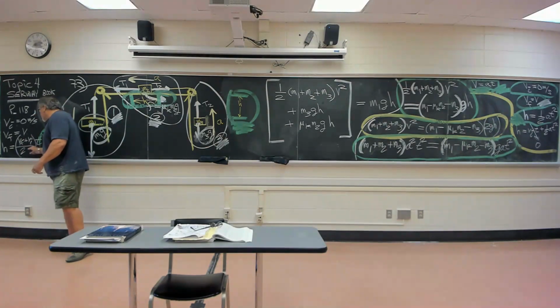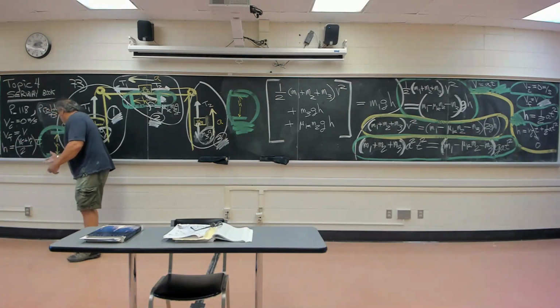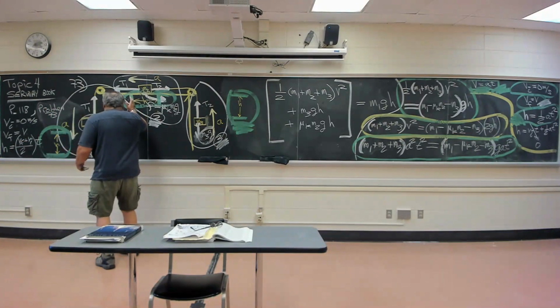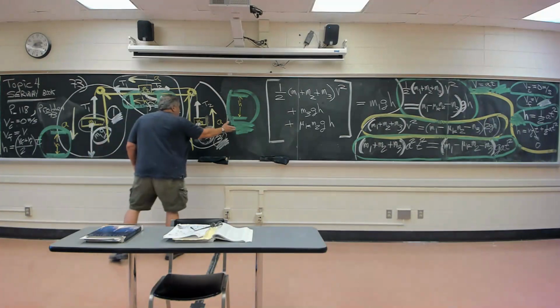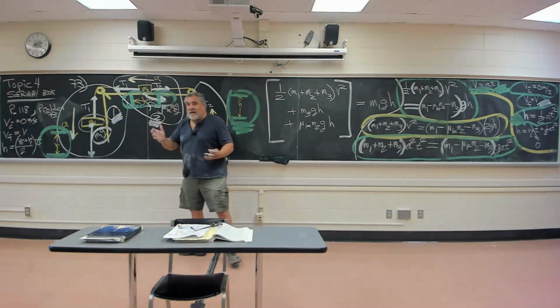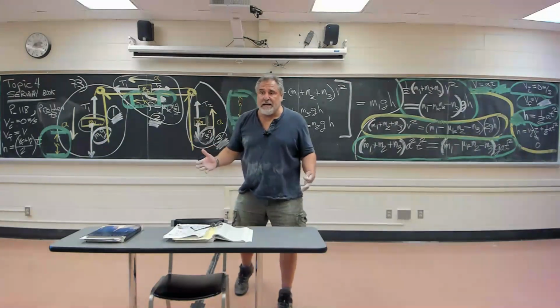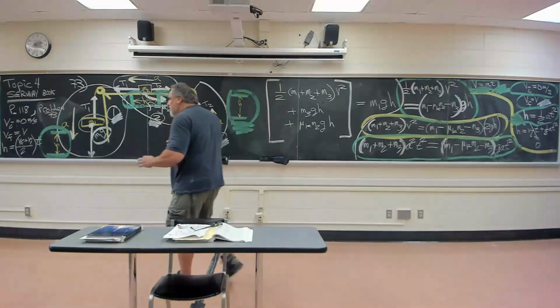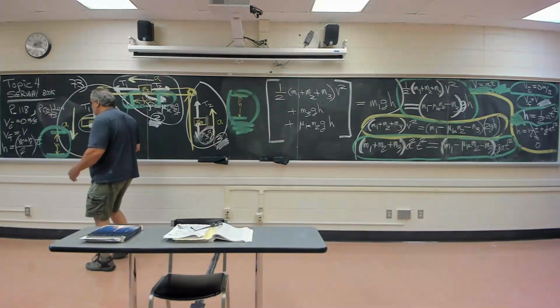Average speed times time will tell you the distance h that it fell, the distance h that it went over to the left, and the distance h that it climbed. Everybody went a distance h because everybody is tied together. I'm not looking at force considerations here. I'm looking at energy considerations.